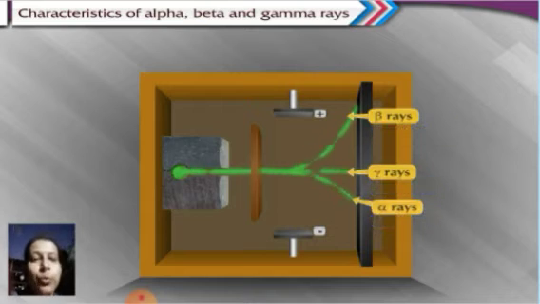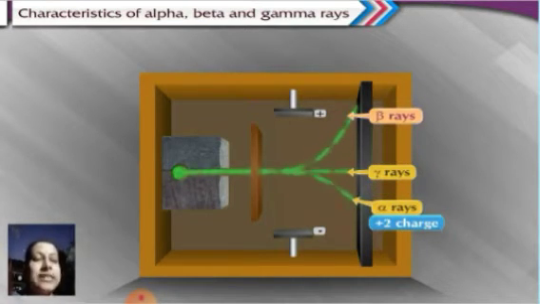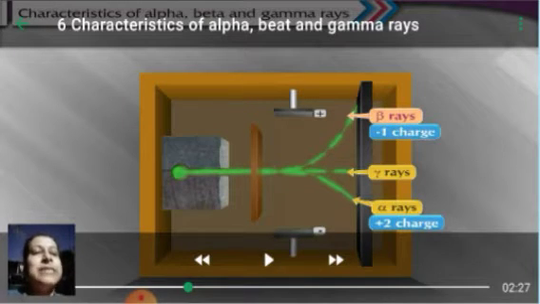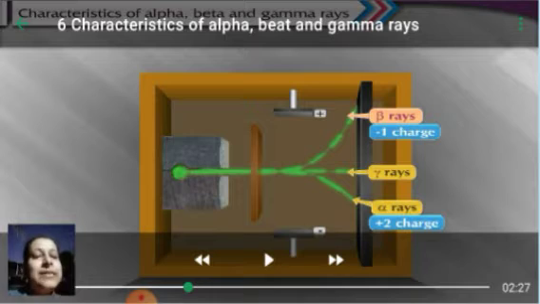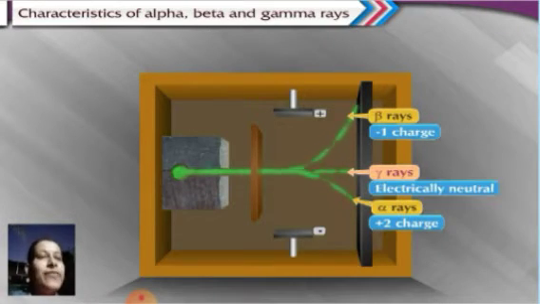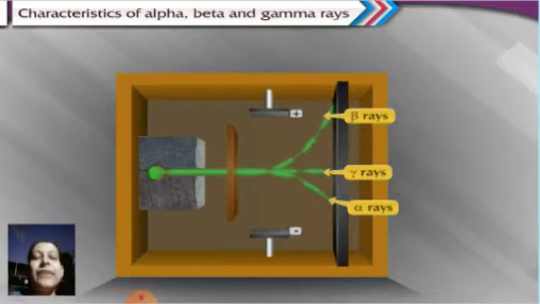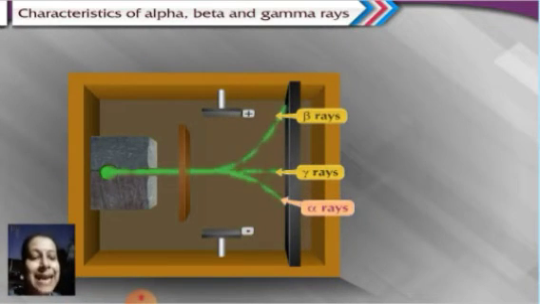Now the next thing is the charge. The charge of alpha rays is +2 because helium is He2+, whereas the charge of electrons is -1, whereas the gamma rays, since they are electrically neutral, do not carry any charge.